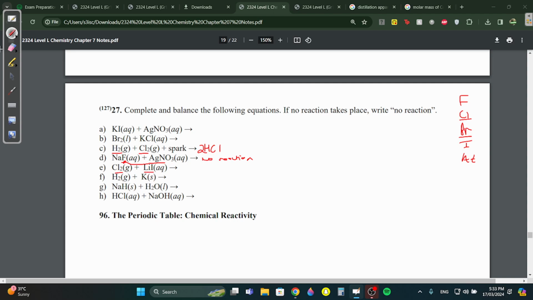Cl2 and lithium iodide. You have two halogens, Cl and iodine. Is chlorine, the neutral one, more reactive than iodine? Let's check. Chlorine is here, iodine is here, so chlorine is more reactive. That means you will have a reaction. A displacement reaction, by the way, is just swapping. So you're going to get LiCl plus I. You just swap the I with the Cl.